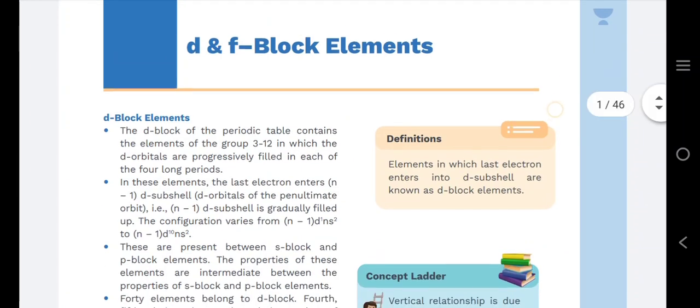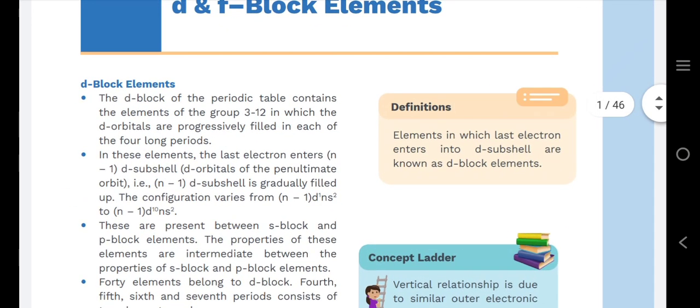D block elements. The D block of the periodic table contains the elements of groups 3 to 12, in which the d orbitals are progressively filled in each of the 4 long periods. In these elements, the last electron enters the (n-1) d subshell, the d orbital of the penultimate orbit, that is, the (n-1) d subshell is gradually filled up. The configuration varies from (n-1)d1 ns2 to (n-1)d10 ns2.